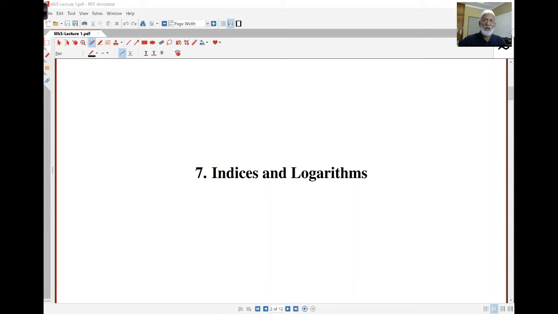Hello again. Today we'll look at indice laws and then follow that later with log laws. So indice laws are something that many of you may have seen before. We'll formalize this, look at the laws and see how to use them in various problems.